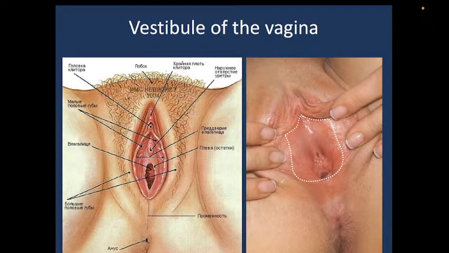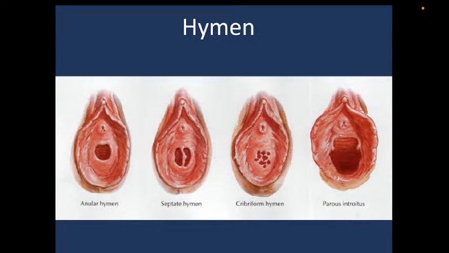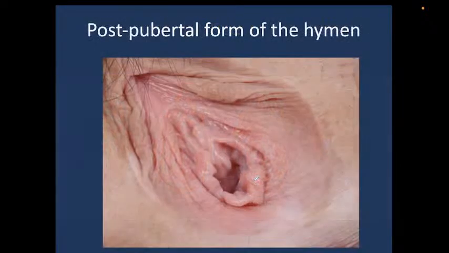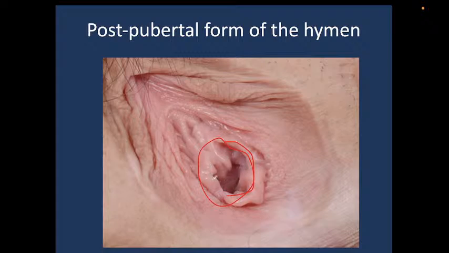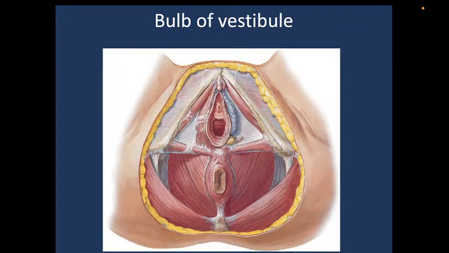I have told you already about the vestibulum of the vagina. And this is the hymen, different forms of the hymen. Usually the hymen in a mature woman is in post-pubertal form. It is not like a membrane, it is in remnants, and some parts of the hymen are visible. Bulb of the vestibule, take a look here. This is a part of the organ connecting the right and left bulbs, just under the clitoris.